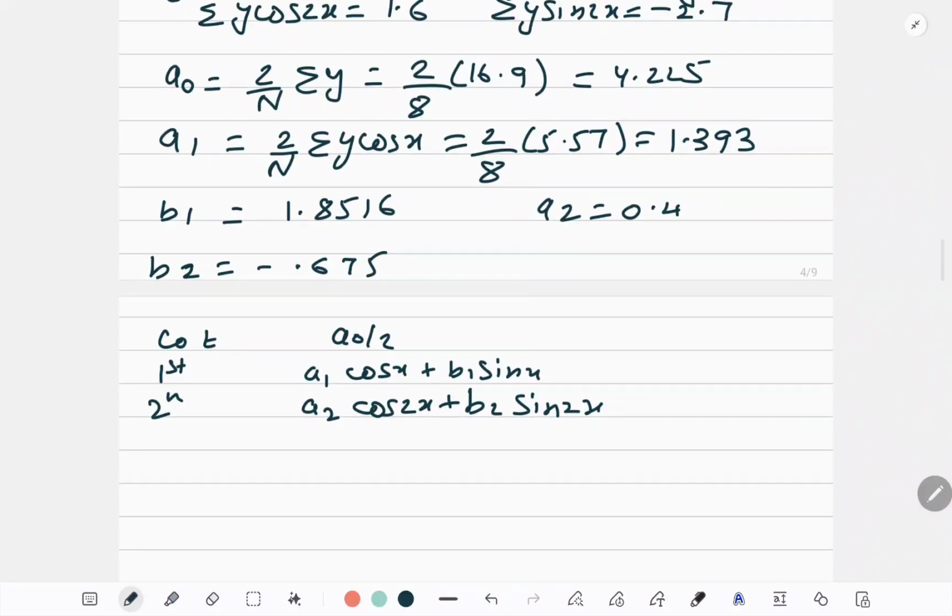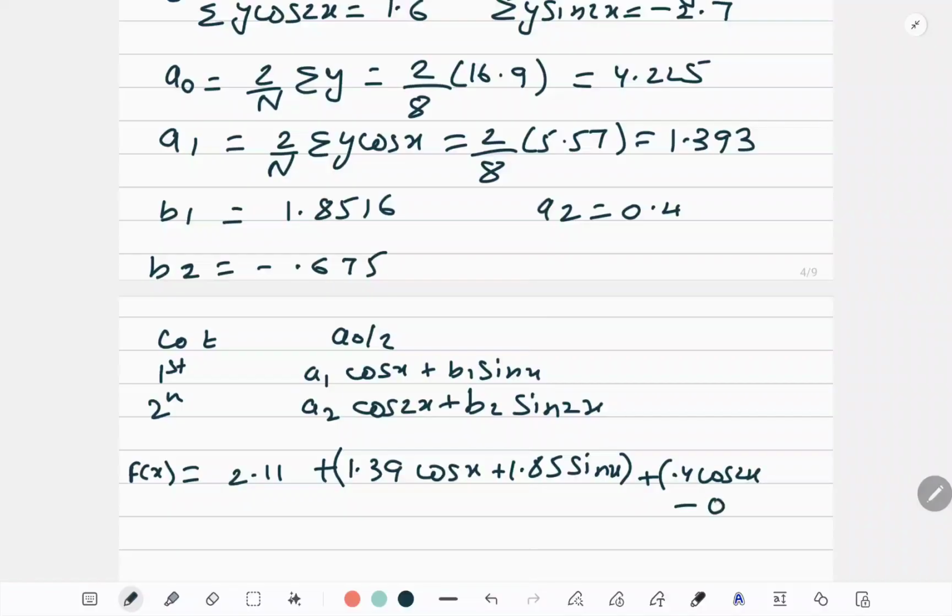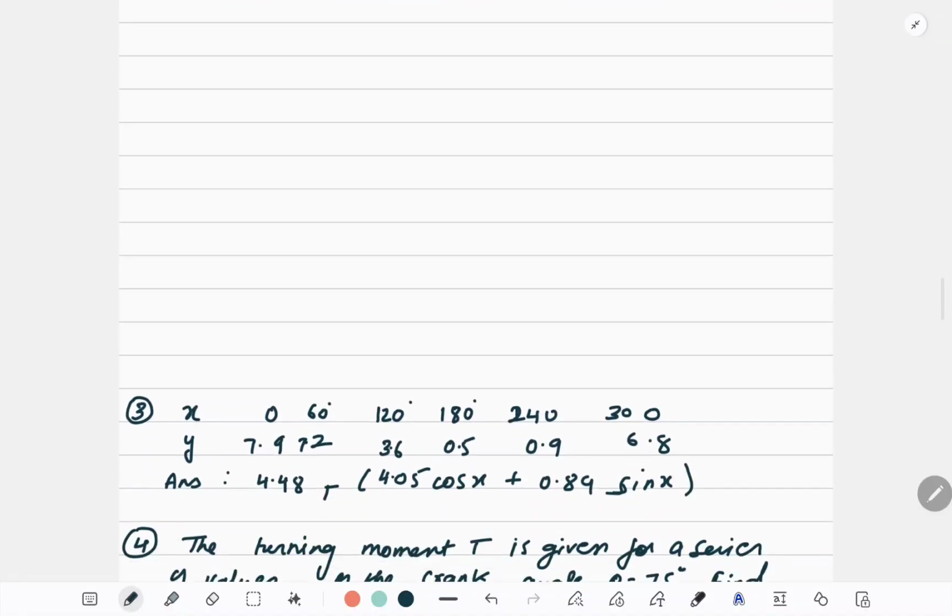Okay, and if they ask you write down the Fourier series, so how I'll write? So I'll write f of x is equal to 2.11 plus 1.39 cos x plus 1.85 sin x plus 0.4 cos 2x minus 0.675 sin 2x. So this is how we write the series, but this is a constant term, this is first harmonic and this is the second harmonic. So as I said, this topic is very easy and very easy to score. Only calculator and the formula you need to remember. You don't have to use your brain at all. Right? Now let us move to the next question.